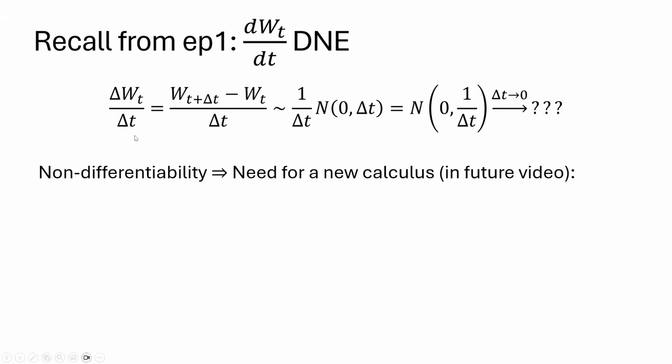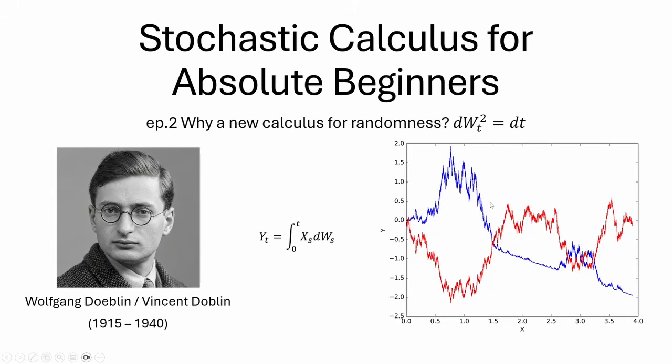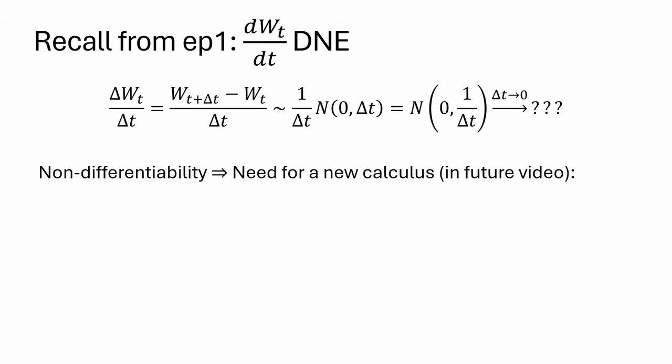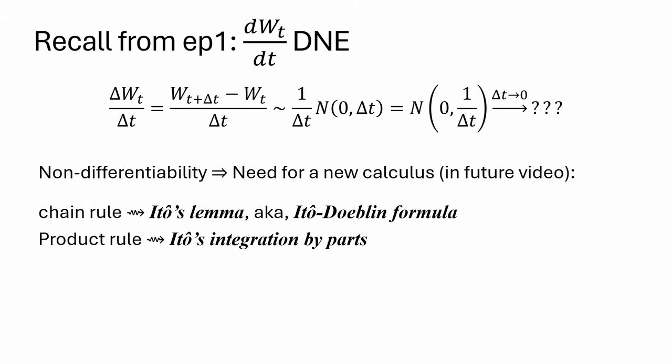As we showed in episode 1, if we try to evaluate the derivative of the Brownian motion, we end up with a normal random variable with infinite variance. So the derivative does not exist as an L2 random variable. And that's why the sample paths of Brownian motion are infinitely jagged. They look extremely rough. So clearly we can see that the mean value theorem doesn't work for Brownian motion. And that's why the non-differentiability of Brownian motion prompts a new calculus. The ordinary chain rule will be replaced by the so-called Ito's lemma, aka the Ito-Doeblin formula, and the product rule is replaced by Ito's integration by parts. And these are topics of future videos.